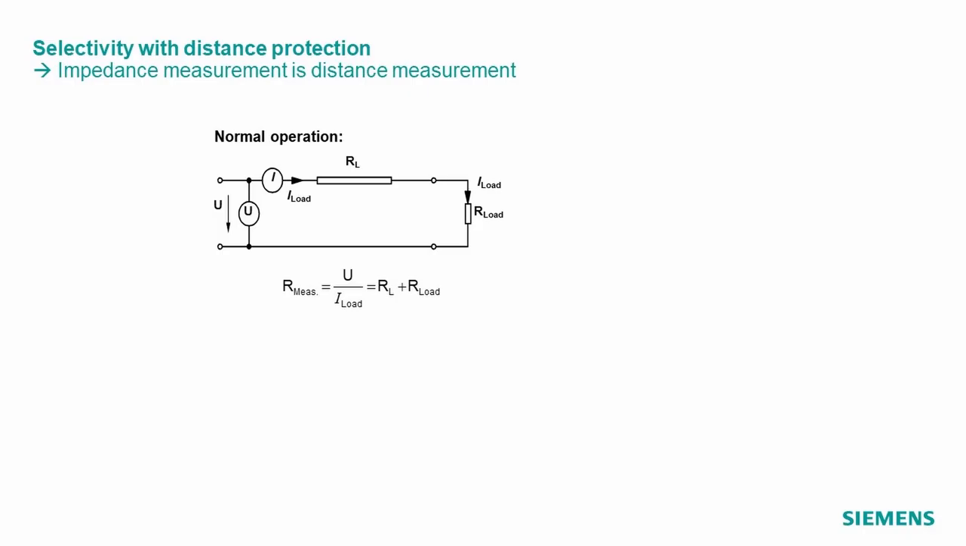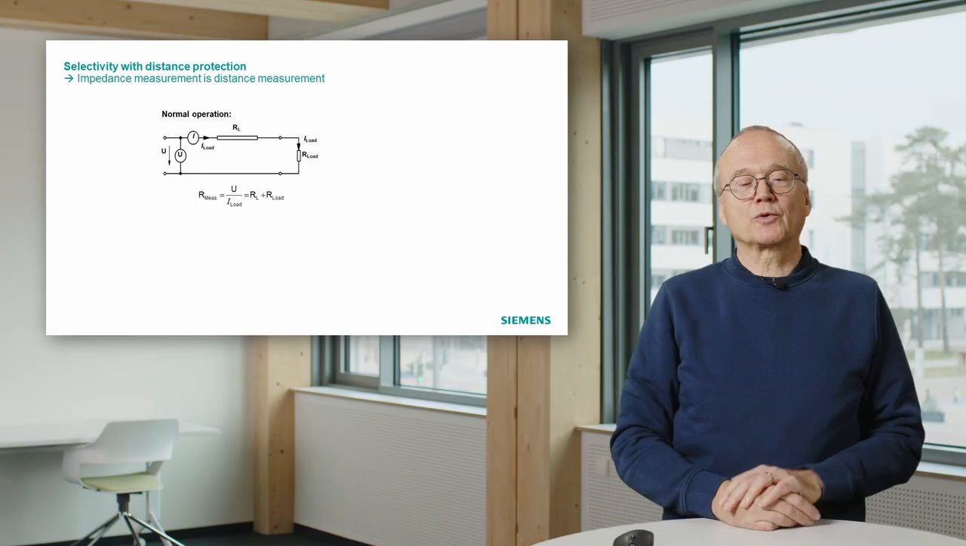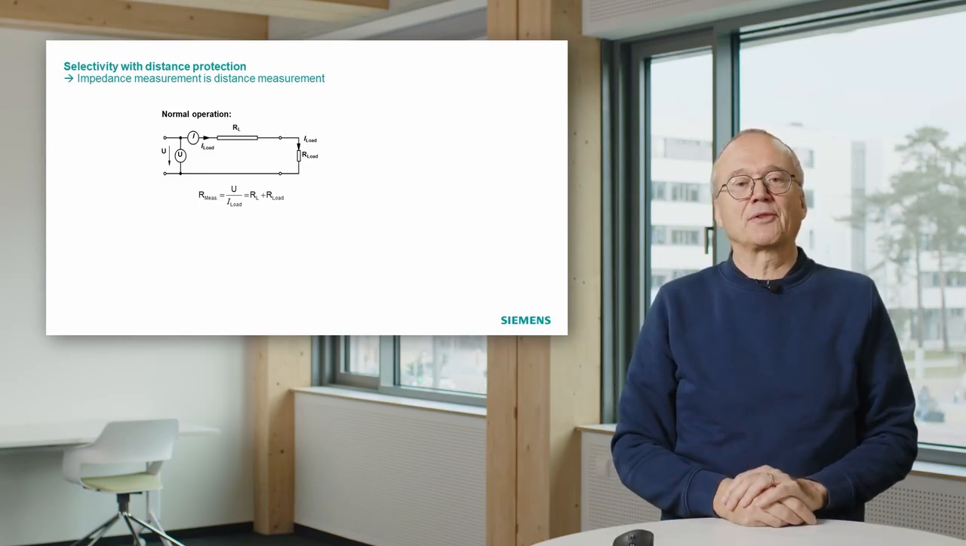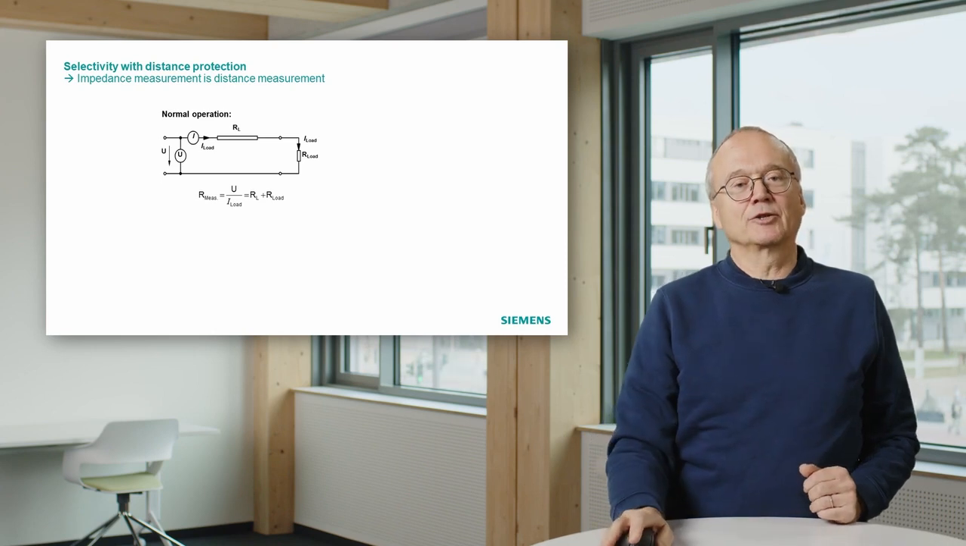And in normal operation, if we measure the voltage and the current and divide the voltage by the current, we measure a pretty high resistance, the resistance of the line plus the load resistance, which is an equivalent for the rest of the system behind that. It's a pretty high value.